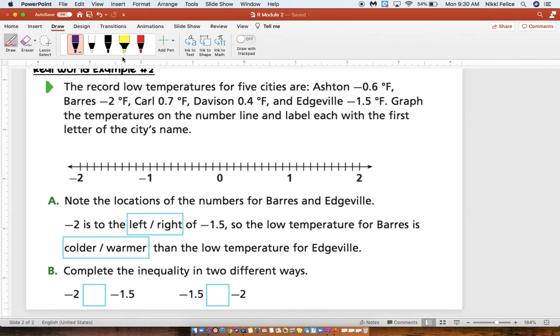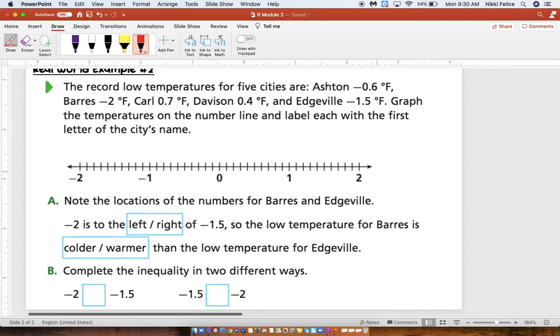All right, well, let's take a different color. One by one, negative 0.6. I know that I have to start at 0. This number line is already divided for me, which is really nice. It's already divided into tenths. There are 10 segments between each of the whole numbers.